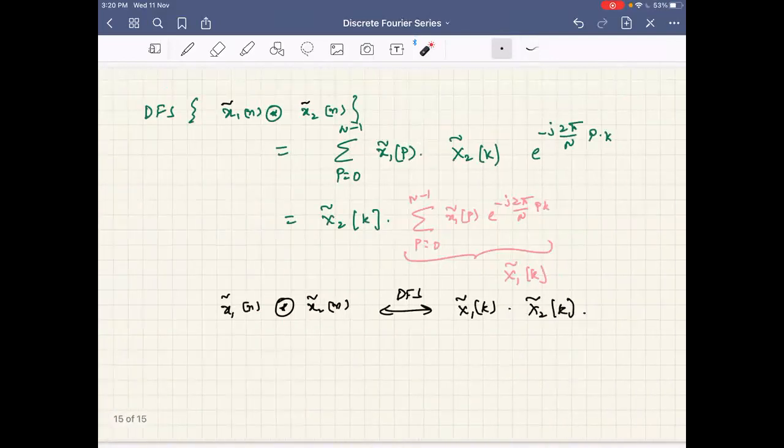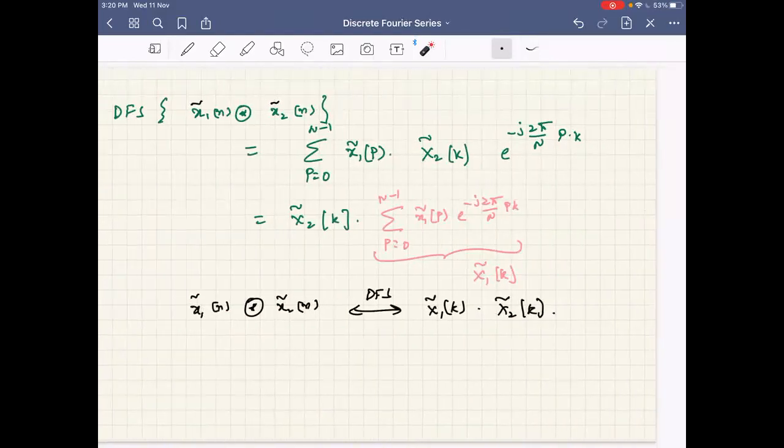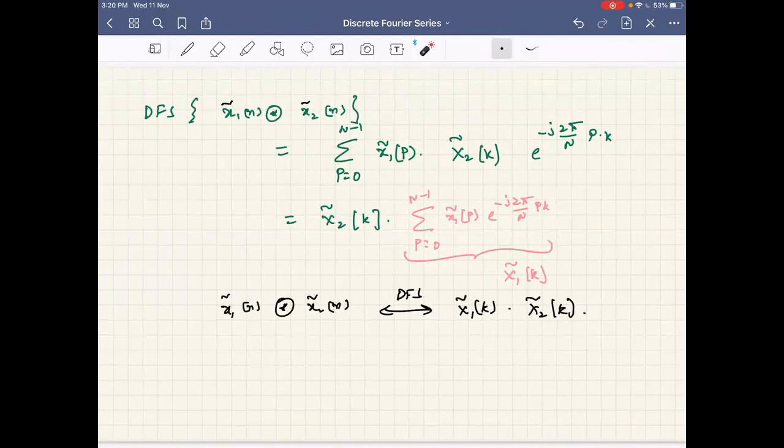Now similarly you can prove the other relationship. We will discuss in the next class how to relate these discrete Fourier series coefficients to the discrete time Fourier transform of an aperiodic signal.